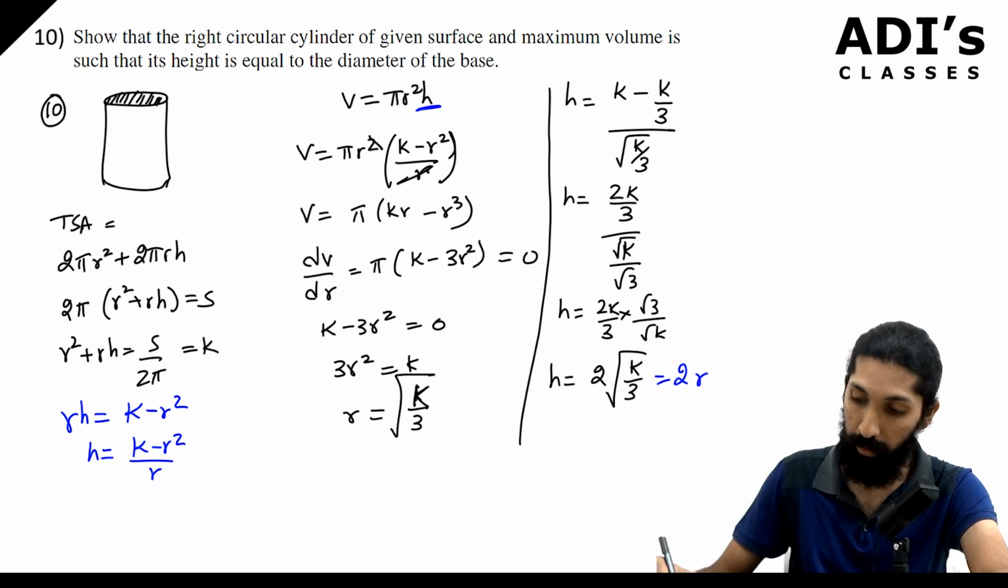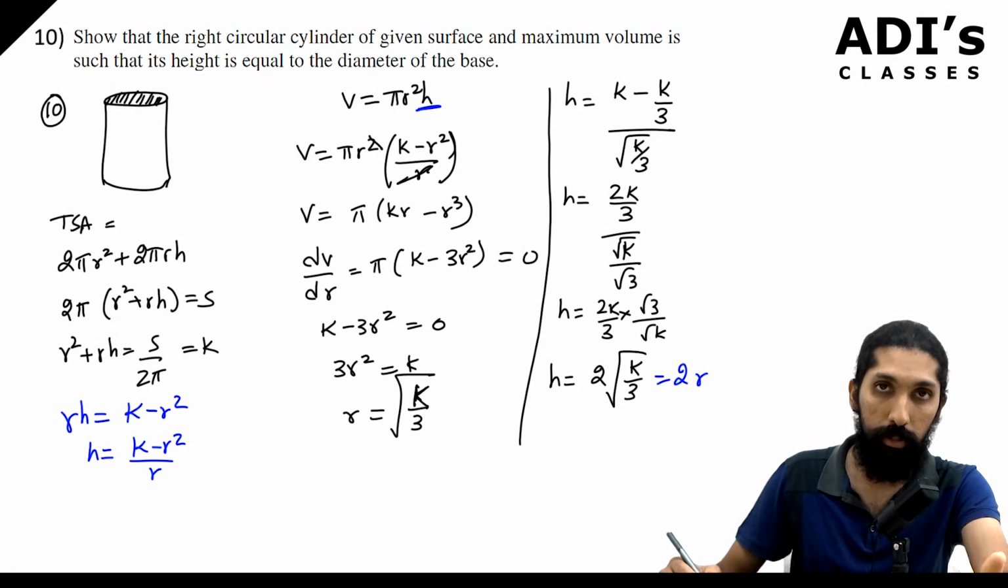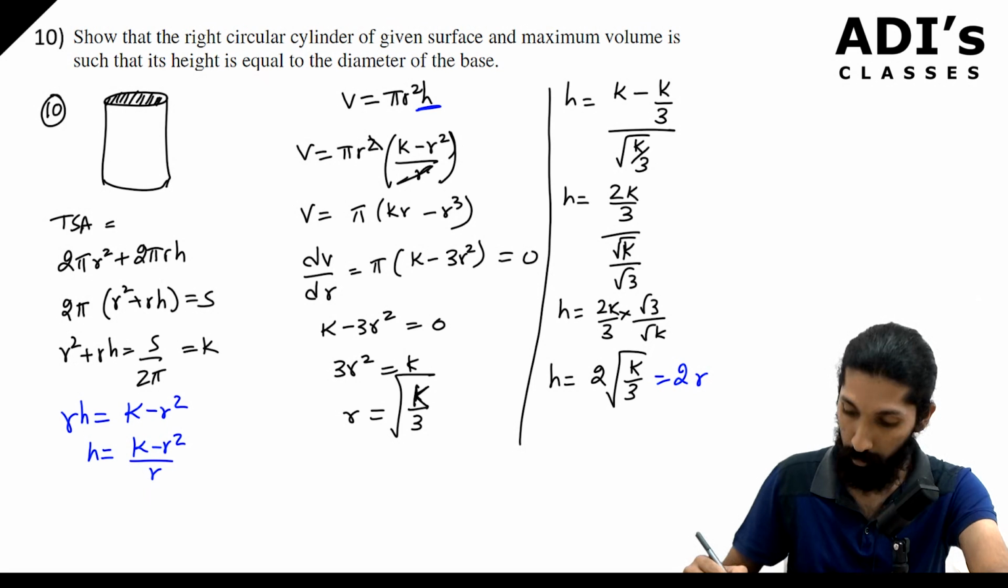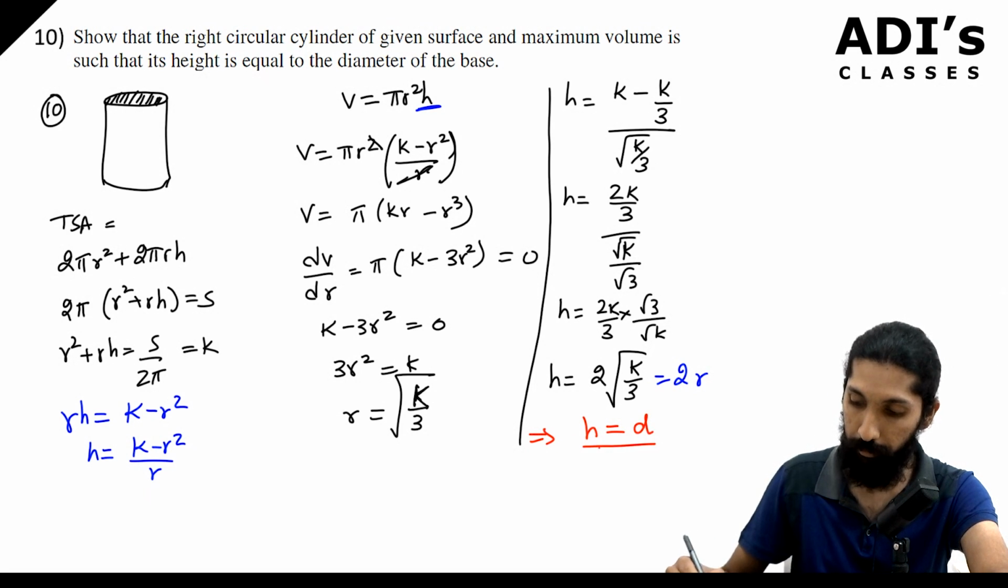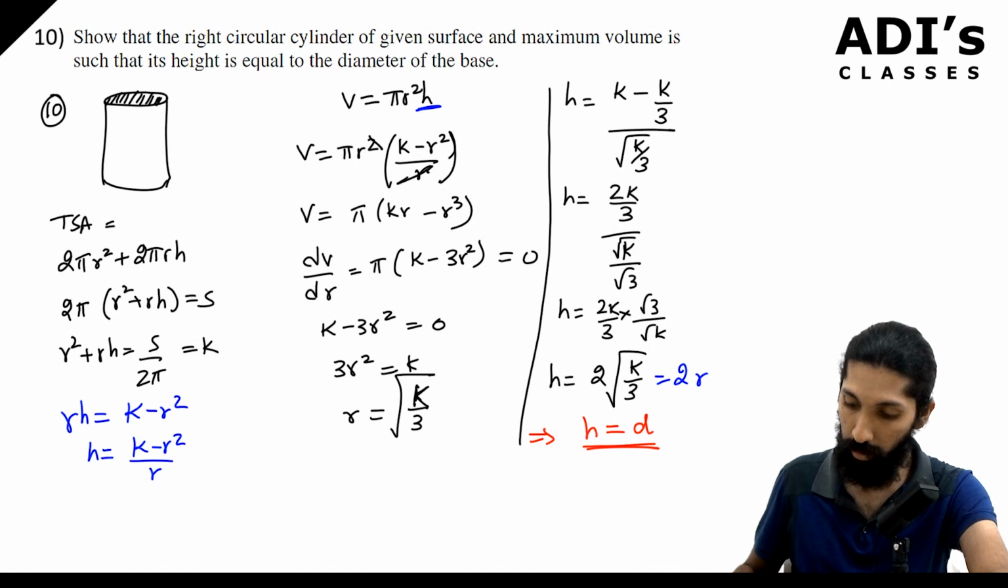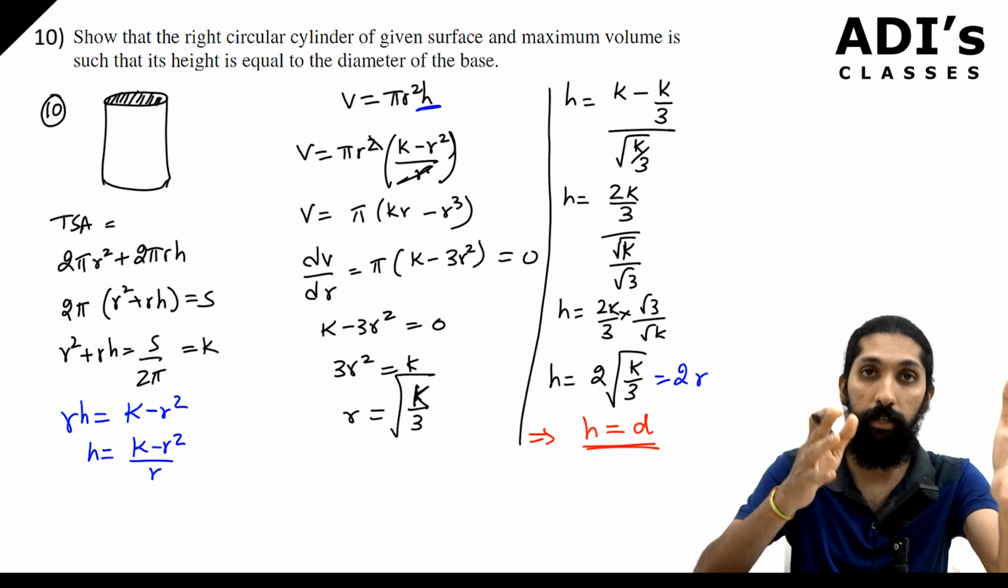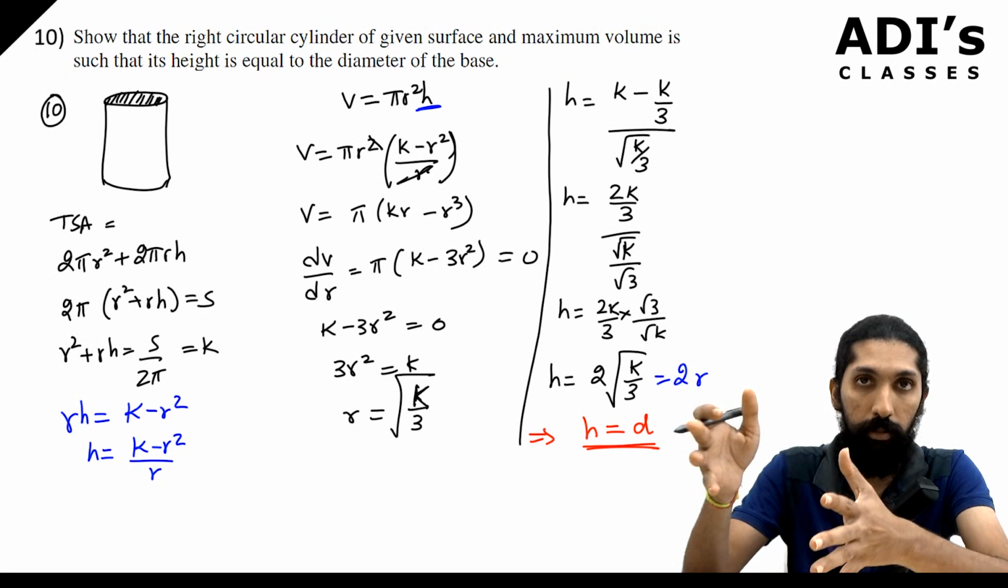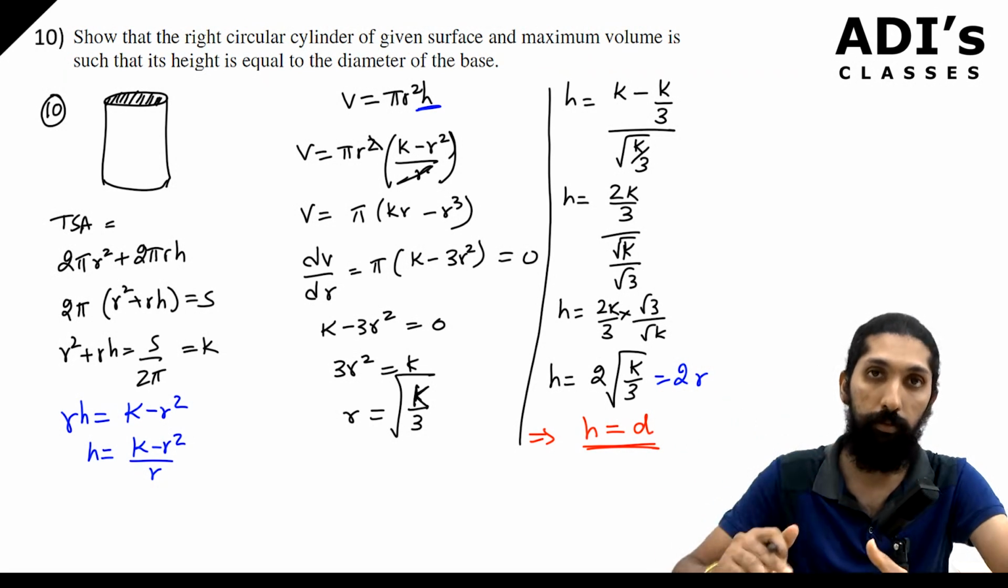So what do we get? h is equal to 2r. 2r is nothing but the diameter, right? So this implies h is equal to d, the diameter. And that's what we are trying to prove. That means the height is equal to the diameter of the circular cylinder. Let's do the next one.